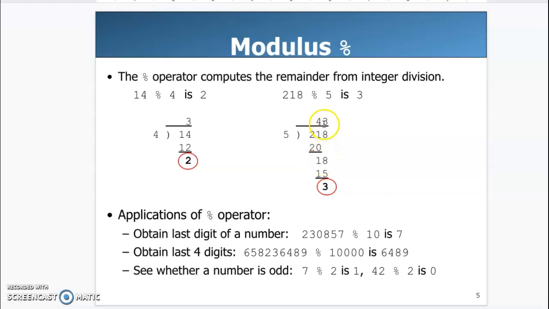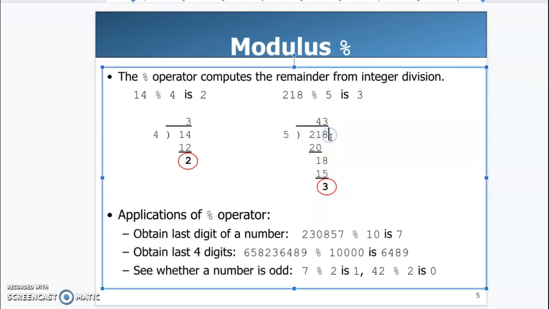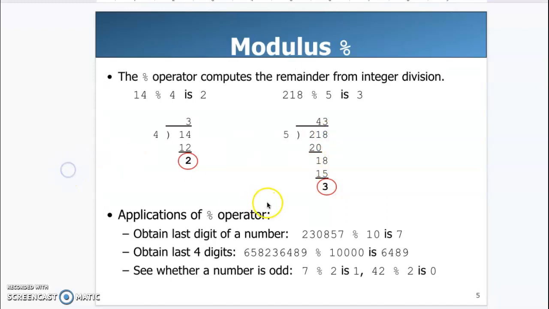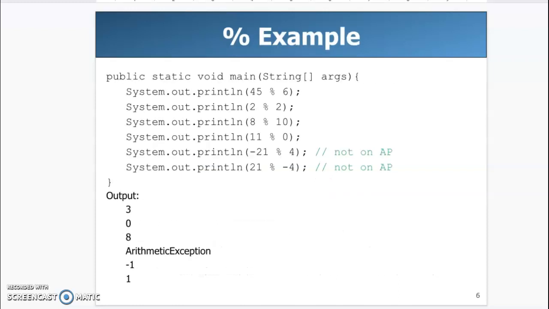5 goes into 18 3 times. 3 times 5 is 15. I subtract that 15 from the 18 and I get 3. And I've hit where the decimal value belongs, and so I stop. And this value down here is the value returned by mod. So the 3 is returned. So a couple more examples here at the bottom. So modulus, and here's some more examples as well, and I have these in the program that I could run.